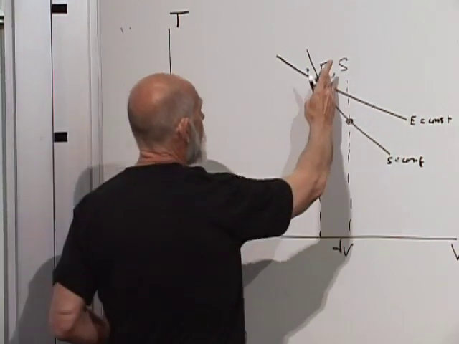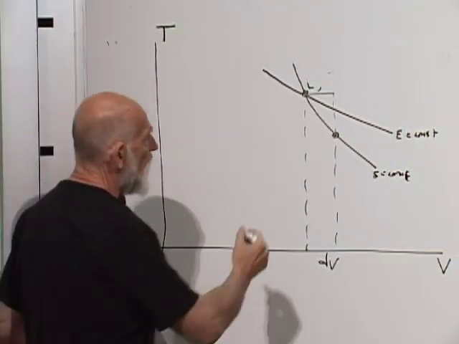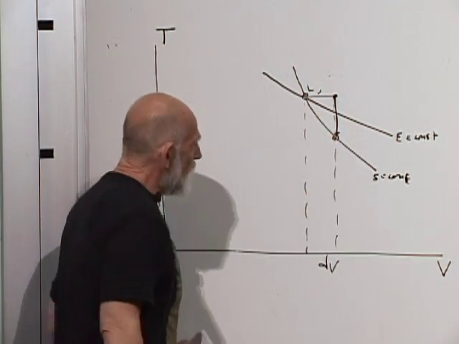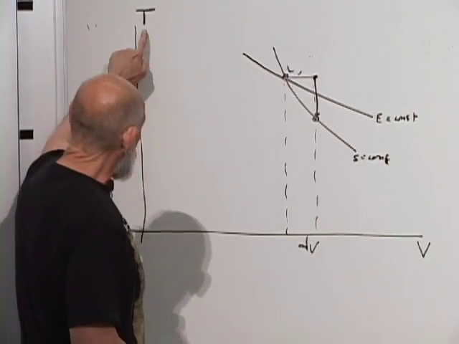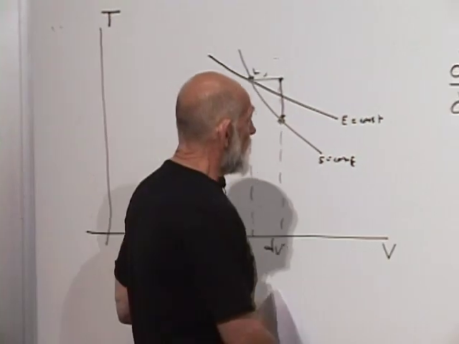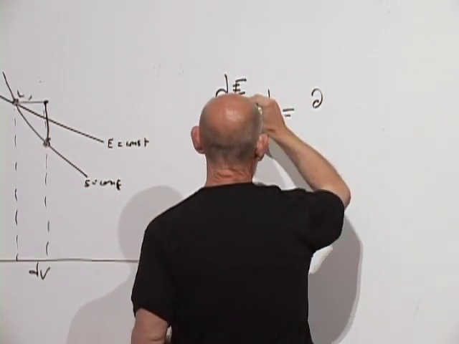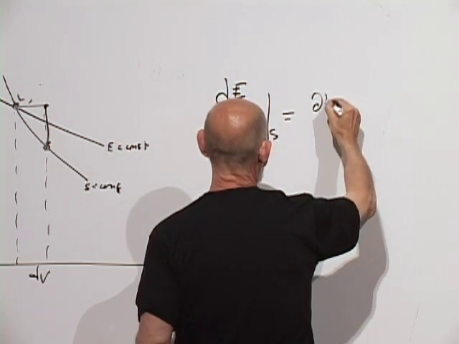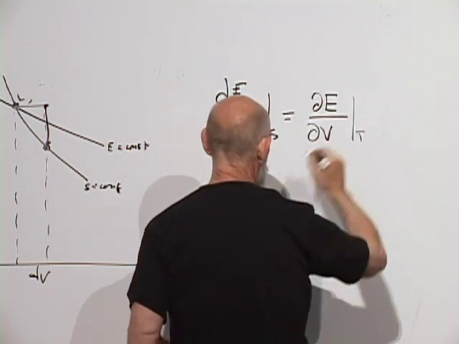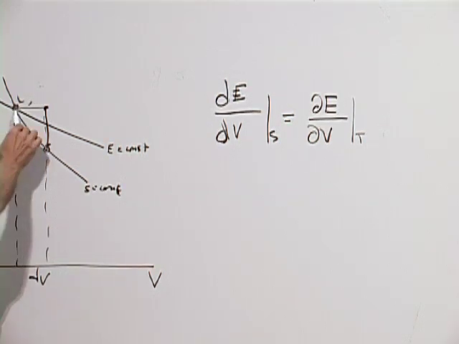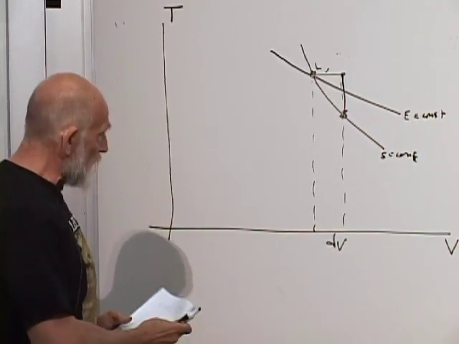Here's how I'm going to calculate it. I'm going to calculate the change in the energy when I go horizontally, that's at fixed temperature, and then when I drop down vertically. So the change in energy in going from here to here is the sum of two terms. The first is the change in energy at fixed temperature. This should be a partial derivative: the partial derivative of energy with respect to volume at fixed temperature. That's this change here. And then there's the vertical change. What is the vertical change?